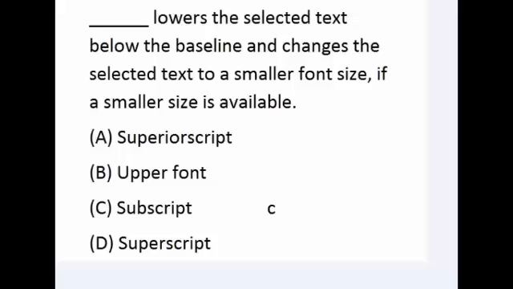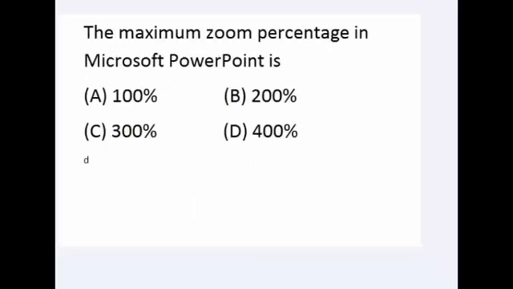Lower the selected text below the baseline and change the selected text to a smaller font size if a smaller size is available. The answer is C, subscript. The maximum zoom in Microsoft PowerPoint: how much percent can you zoom in Microsoft PowerPoint? A. 100%, B. 200%, C. 300%, D. 400%. D, up to 400%.